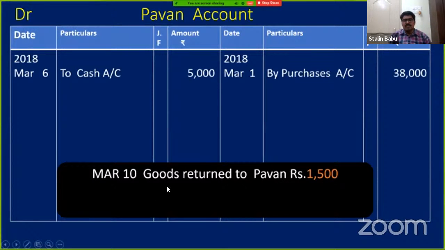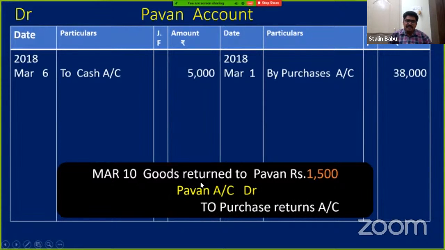March 10th, goods returned to Pawan. So we are returning goods to Pawan. Pawan is the receiver, and goods returned to Pawan. That means it is a purchase return, which was previously purchased. So the entry is Pawan account debit to purchase return account. We have to reduce the expenditure. So in this journal entry, Pawan account is debited. So we have to post on debit side.